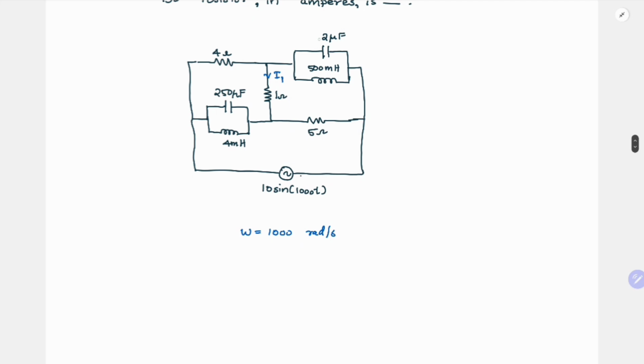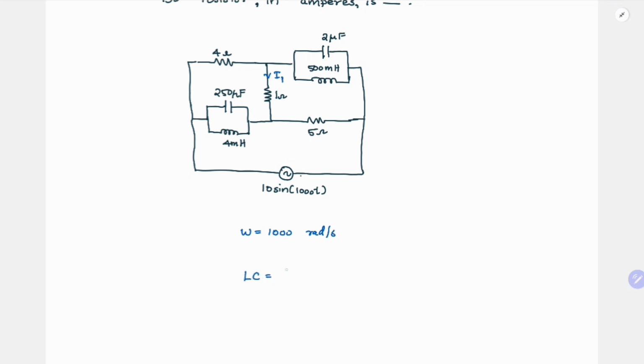And here if you see, you have two LC circuit elements, right? And if you observe, the L into C value are same. And if they are equal to the resonant frequency being omega equal to 1000 radian per second, so these two will go away and the circuit is simplified. So let us check that.